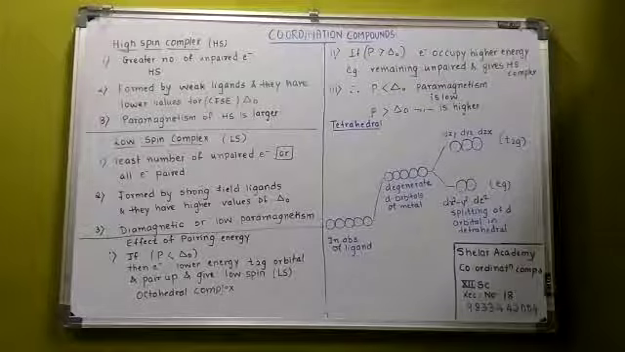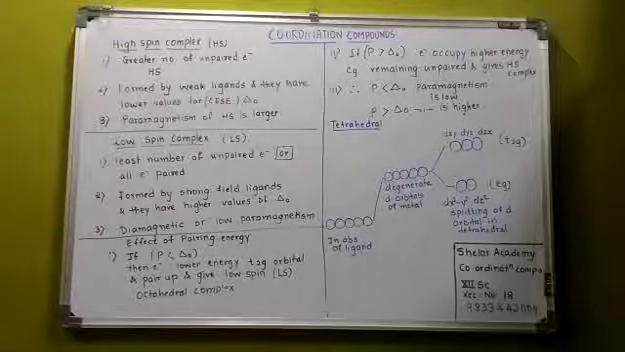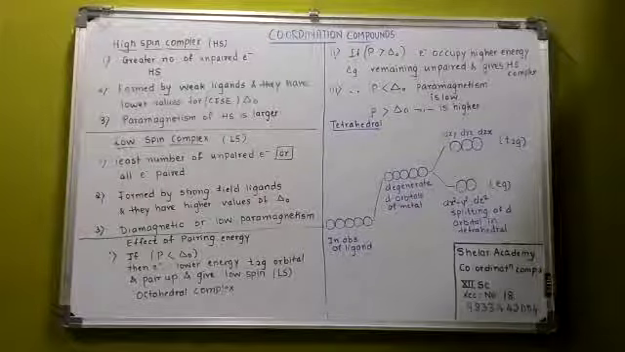Next point, it is formed with a weak ligand, and the complexes have lower values for the crystal field splitting energy, that is CFSE, that is delta 0. The paramagnetism of the high spin complex is larger.